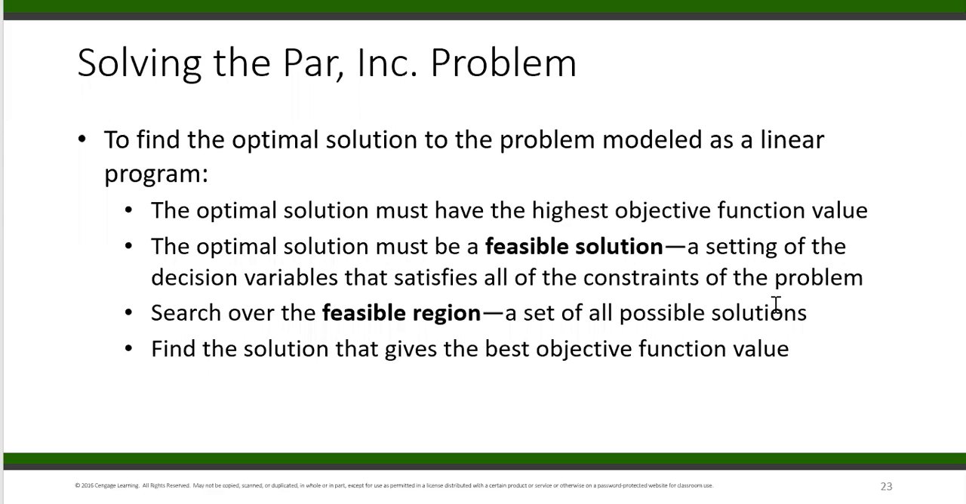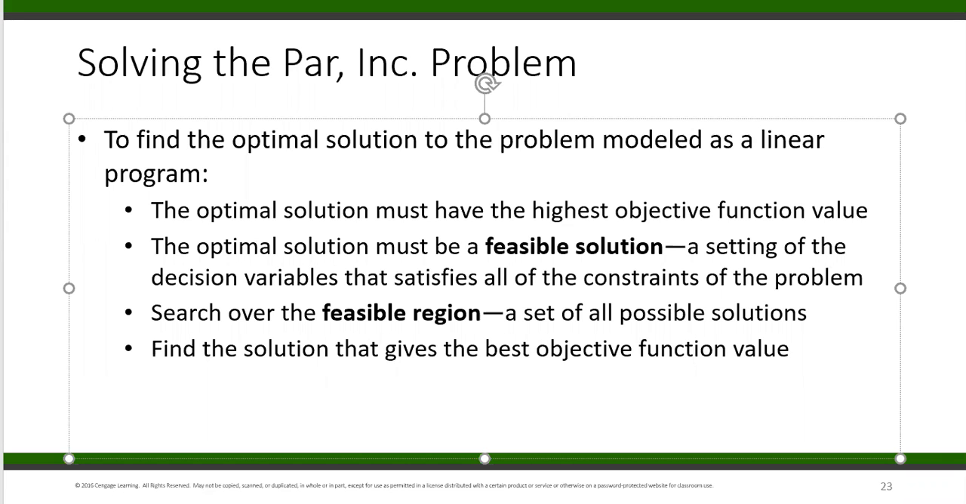anything that satisfies all the constraints of the problem. And then once we have the feasible region as the set of all the possible solutions, all the feasible solutions, we just need to find the best solution. In the case of a maximization problem, we need to find the feasible solution with the highest objective function value. So that should be our objective.